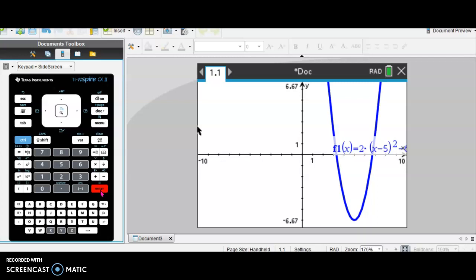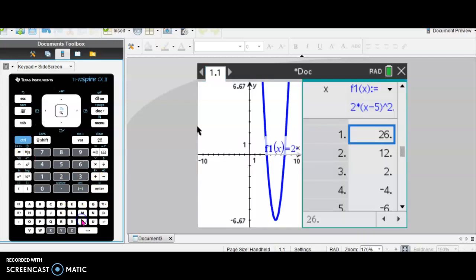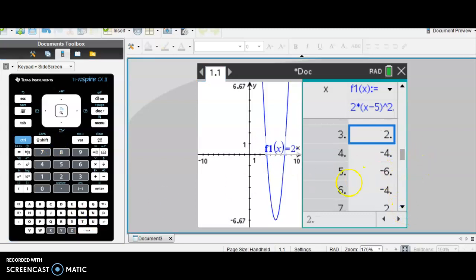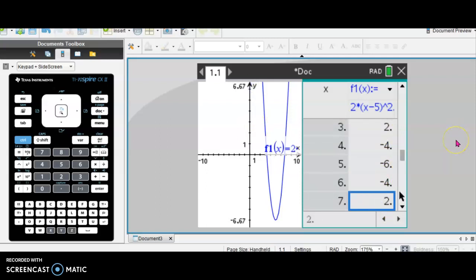Remember, we already have the vertex. We just need some other points. So let's go to Control T to look at the table. Oh, we've got some good points. We know that here's our vertex at 5, -6, and you can see we have points on either side of it at 4, -4, and 6, -4, 3, 2, and 7, 2. I highly encourage you to write these down.